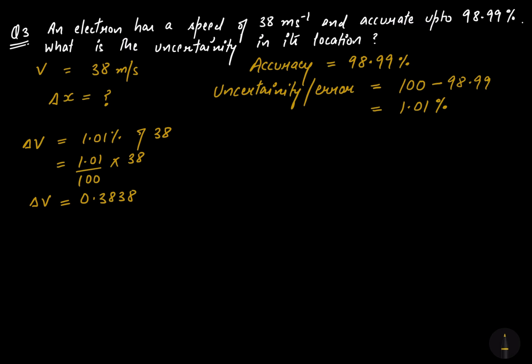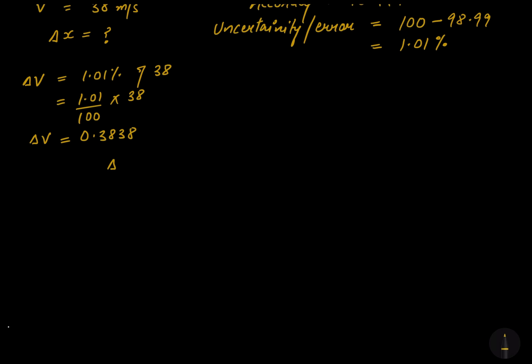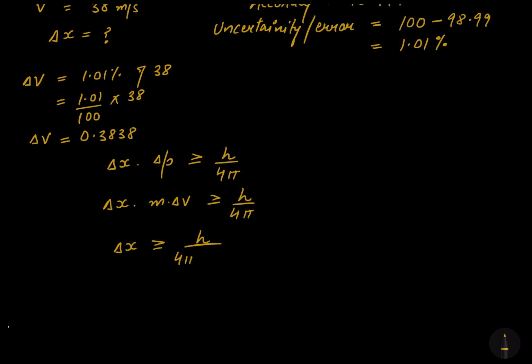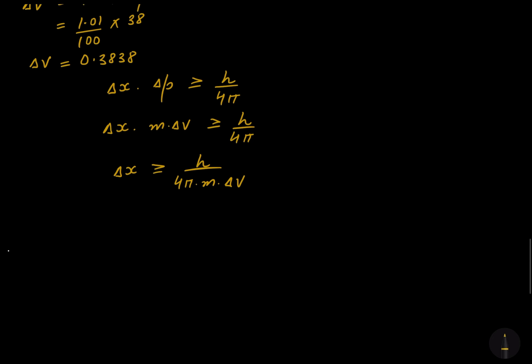Now we know that delta x into delta p is greater than or equal to h upon 4 pi. So delta x into m delta v will be greater than or equal to h upon 4 pi. So delta x comes out to be h upon 4 pi m delta v. So now let's substitute all the values.